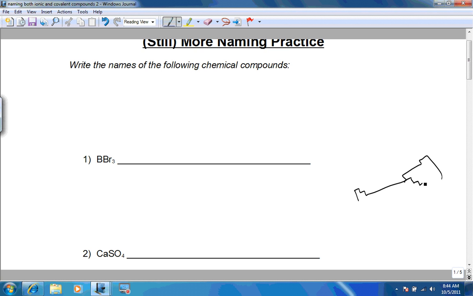So if we look at the periodic table, boron is here, bromine is here. Those are both nonmetals, which means we are going to use prefixes because they're both nonmetals, and so that means they're going to form a covalent bond. So, boron is our first element. There's only one, so we don't have a prefix for the first one if it's 1. And then 3 means tri, and then the element is bromine, and so that becomes bromide.